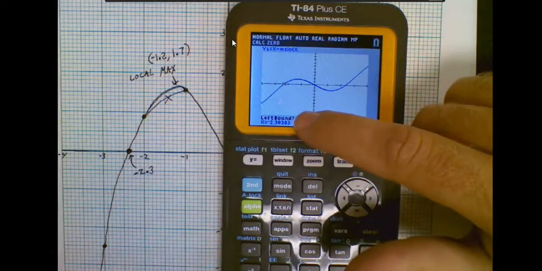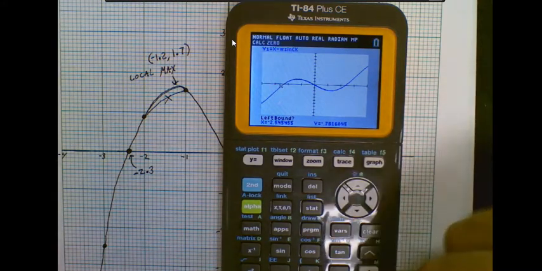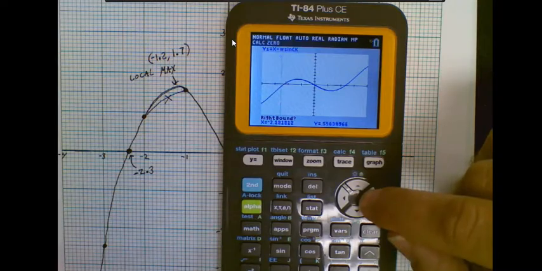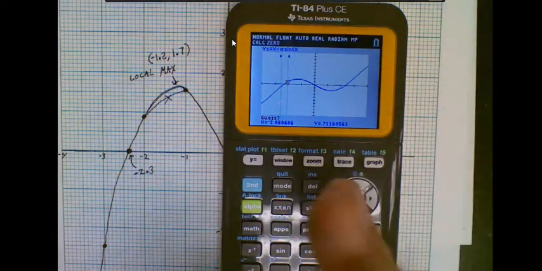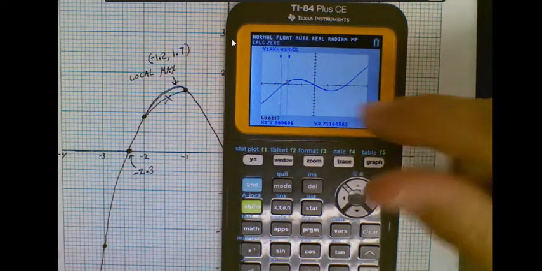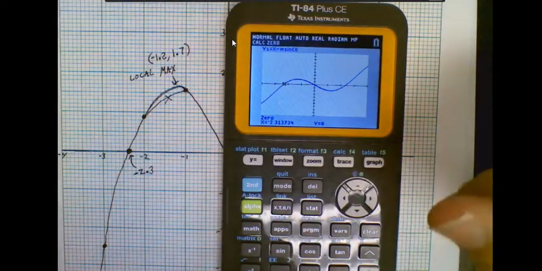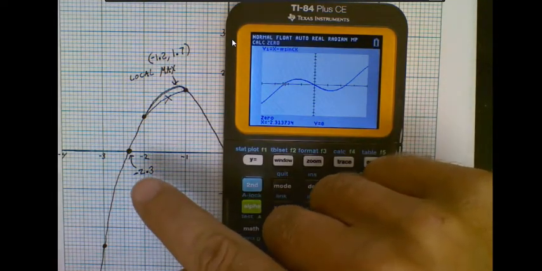My calculator wants me to give it a left boundary, so I'm just going to go left a couple of times and hit enter, and then a right boundary, so I should be to the right of my intercept a few times and hit enter, and you'll see the window closing in on the answer I'm looking for. So now when it says guess, I just hit enter, and down there at the bottom it tells me that x-intercept, and so that's what I labeled on the graph right there.